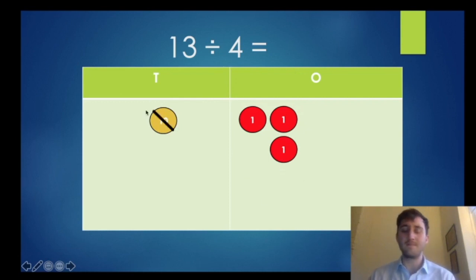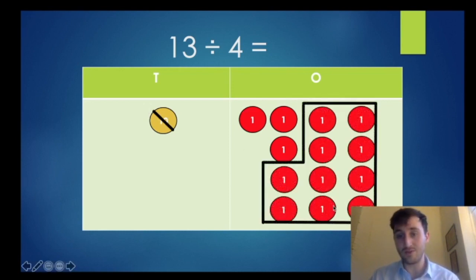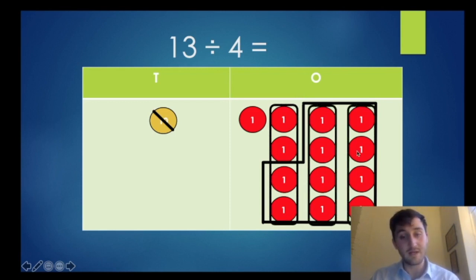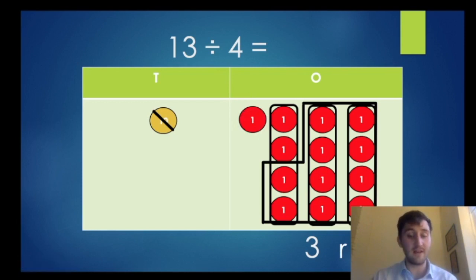So I must exchange my 10 into 10 1s, just like so. Can you see how I've done them in rows of 4, so it makes things nice and easy when I do this next method. Now I'm going to group them up into 4s. So I've got one group, 2 groups, 3 groups. So I've got 3, but then I've still got 1 remainder over here. So I put a remainder 1. So 13 divided by 4, I know, is 3, remainder 1.